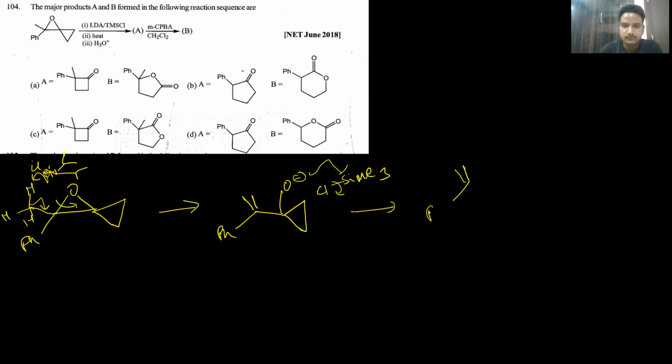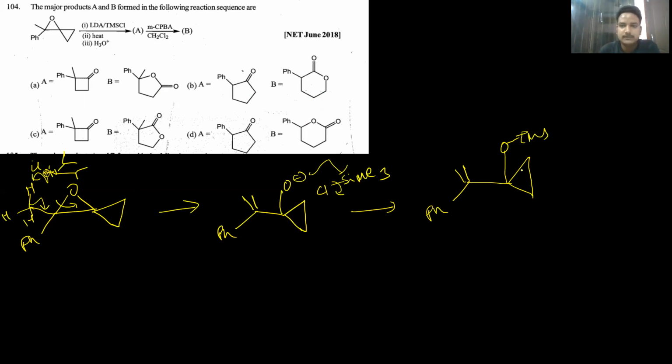So we have a double bond, and this is a cyclopropane system, and this is O negative. Now this O negative, what can it attack here? We have TMS here, SiMe3 here. So this attacks on this silicon atom and makes this compound, or TMS.